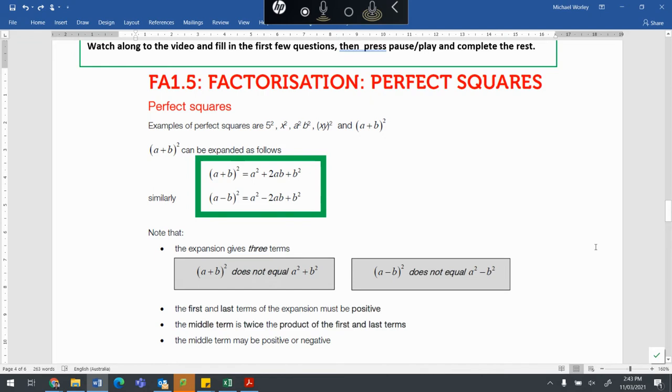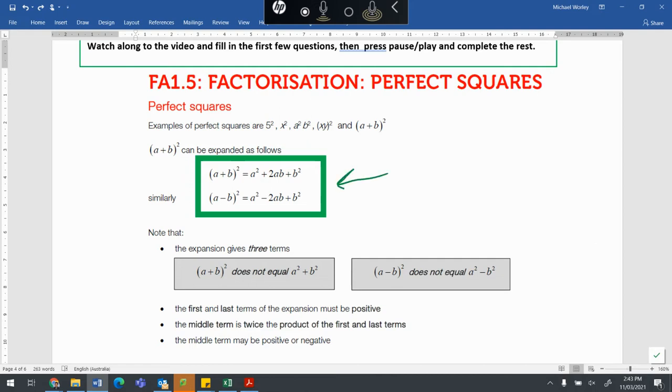Hello everybody. So in this session we're going to be looking at perfect squares expansion. Follow along on your worksheet, give the first few examples a go with me, and then hit pause and have a go at the rest. And hopefully I don't make any mistakes today. Let's see how we go.